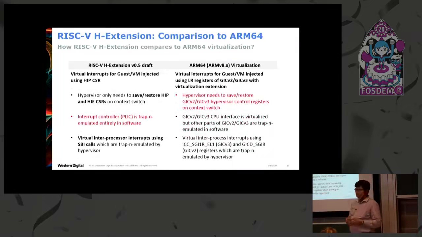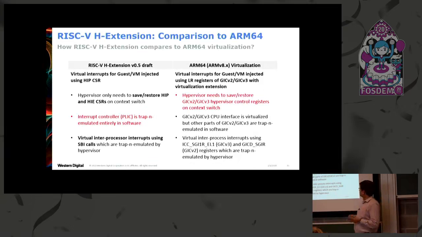Like I mentioned, for virtual interrupts, just programming the HVIP CSR is sufficient to inject virtual interrupts. We don't have a defined interrupt controller with virtualization support as of now. So that's why interrupt control is totally software emulated right now in the RISC-V world. And for save/restore overhead of virtual interrupts, we just need to save and restore two CSRs, HIP and HIE.